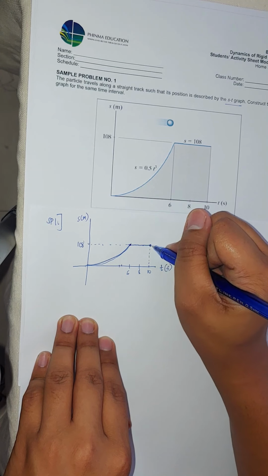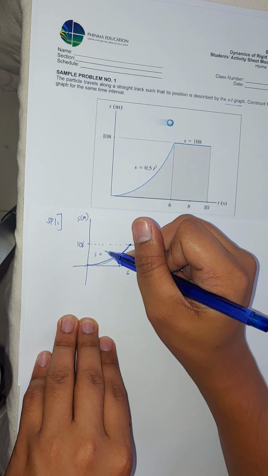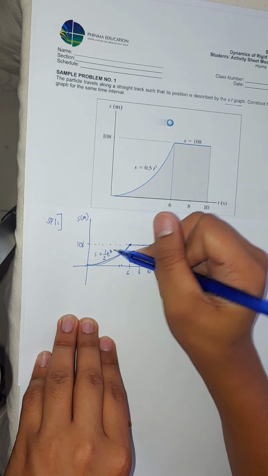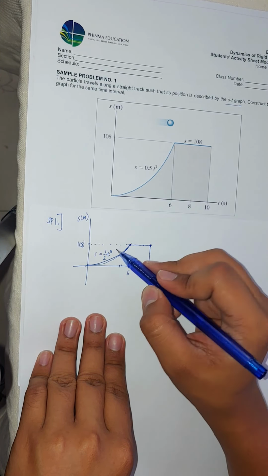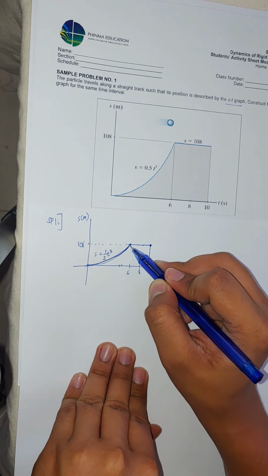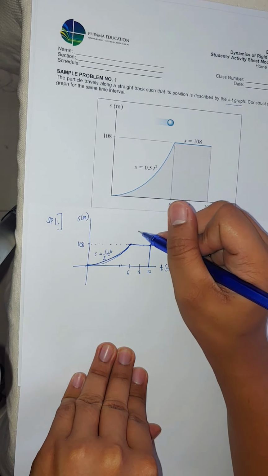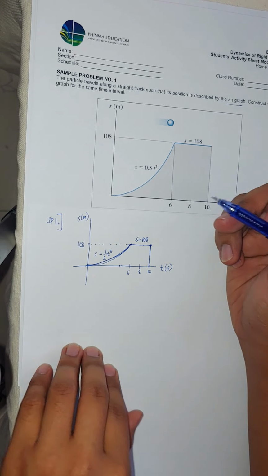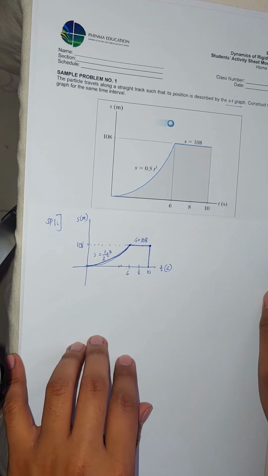And then this one, our S1 is 0.5 t cube, or 1/2 t cube. So is it a second degree curve or third degree curve? Since its equation is third degree, it means this is a third degree curve. And then our equation on this side is just S is equal to 108 meters. So we were asked to construct the velocity versus time graph for the same interval.